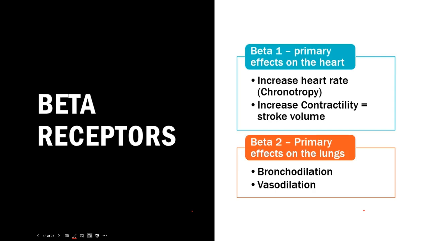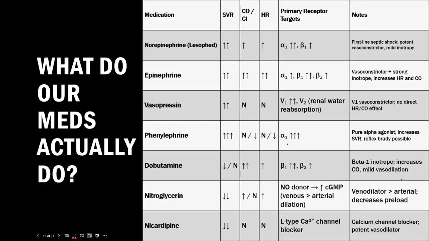So now that we have that under wraps, we understand the alpha and beta receptors, let's take a look at our medicines. Okay, this is just an overview breakdown, a very simplified form of what each one of these pressors does to these cardiac numbers. So Levophed, this is our first line in a lot of things.